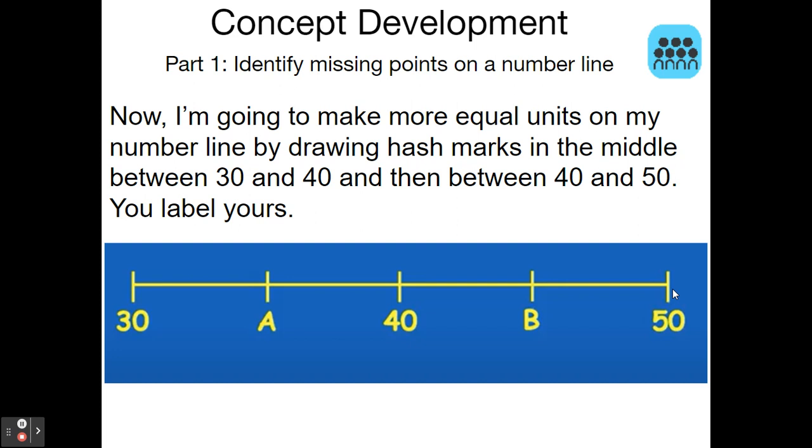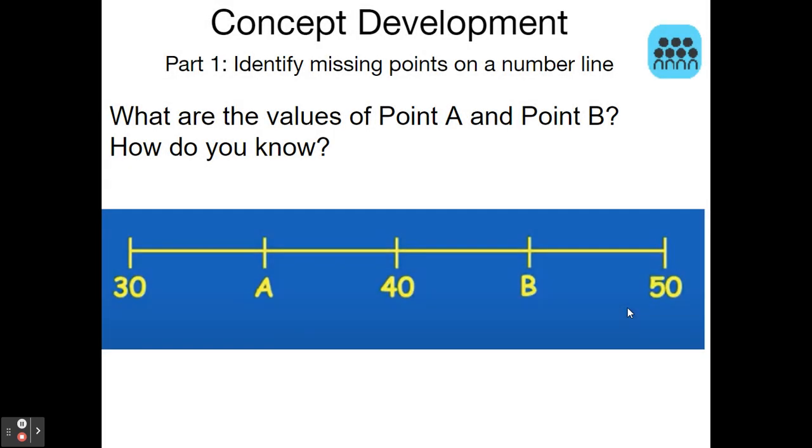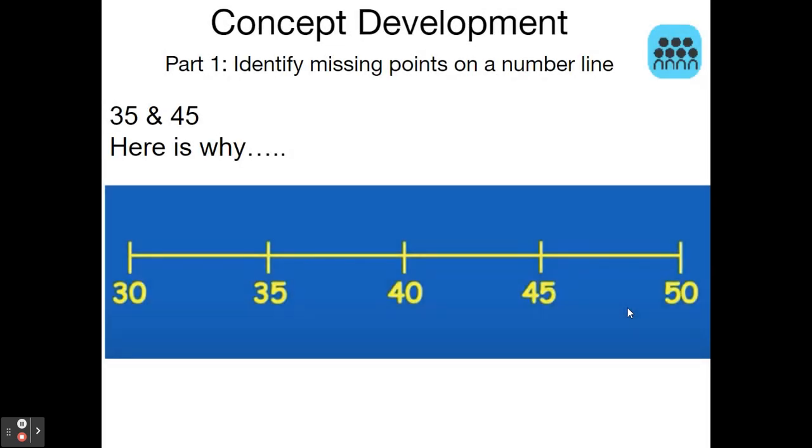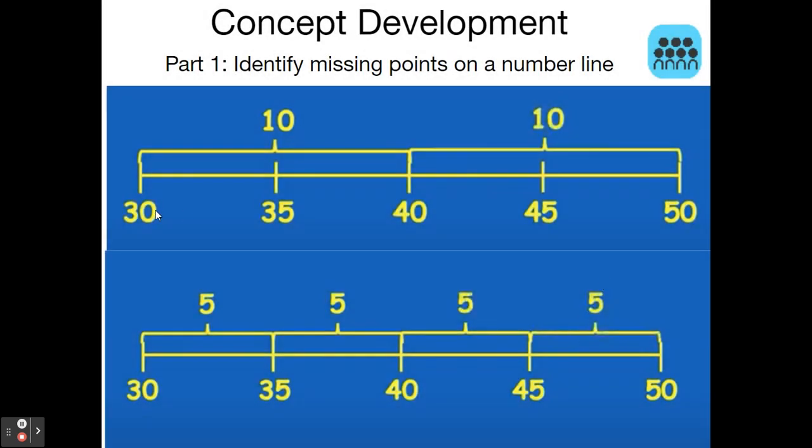What would be label A and what will be label B? So what is halfway between 30 and 40, and 40 and 50? Yeah, we would count by fives because it's halfway between 30 and 40. It'd be 35 and 45. And why is that? Because each segment is 10, and half of 10 is 5. This is 10 between, this is 10 between. Half of 10 is 5 and 5. That is why it's 35 in between and 45 in between.